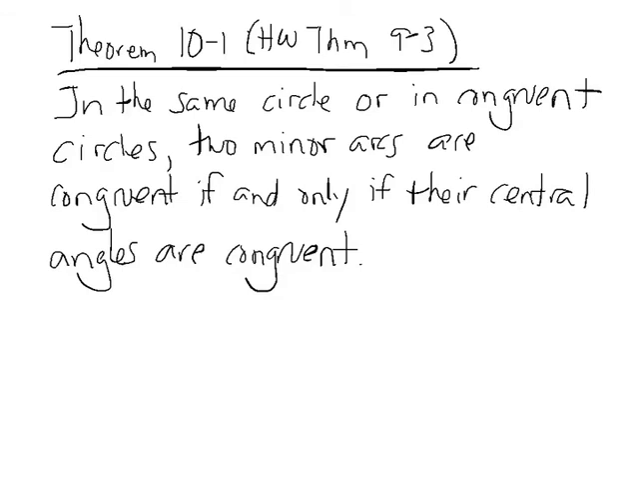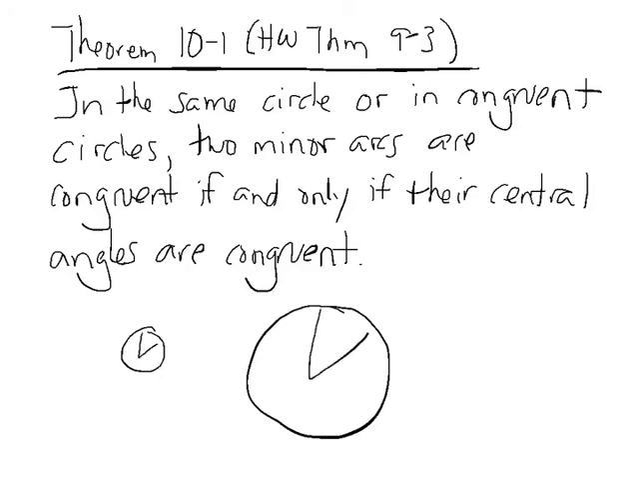This theorem does not apply if the two circles are not congruent. If I had a small angle here and a large angle here, and I know that the measure of this arc, let's say, is 20 degrees, and the measure of this arc is 20 degrees, those angles, even though they are congruent, the minor arcs are not congruent because we're not in congruent circles. These are not congruent circles. Therefore, their arcs are not congruent.